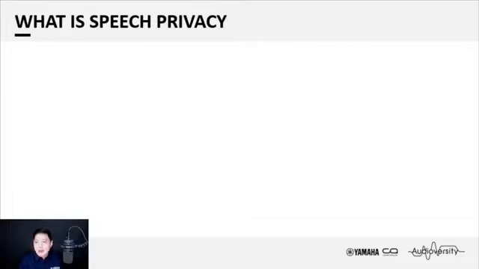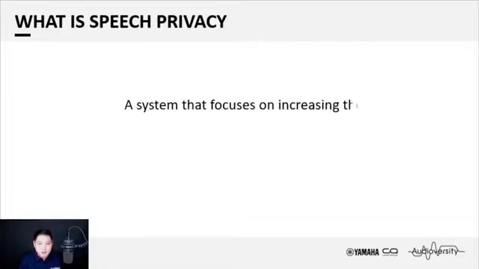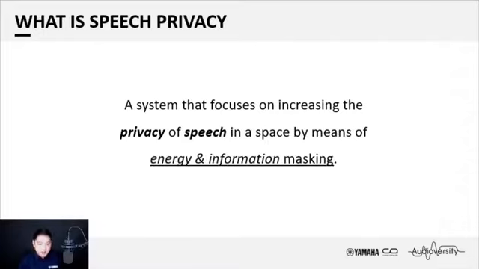First, what is speech privacy? We define it as a system that focuses on increasing the privacy of speech in any space by means of energy and information masking. I have simplified the paragraphs of what speech privacy is to this simple sentence. So speech privacy is basically about getting your speech to be more private. It's in the definition, it's in the word.